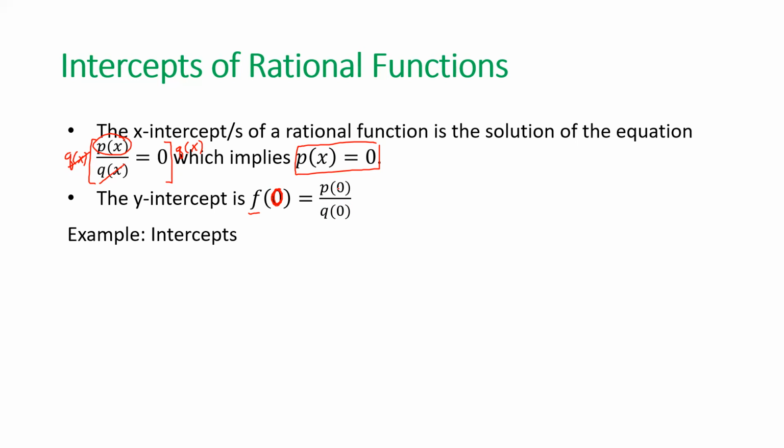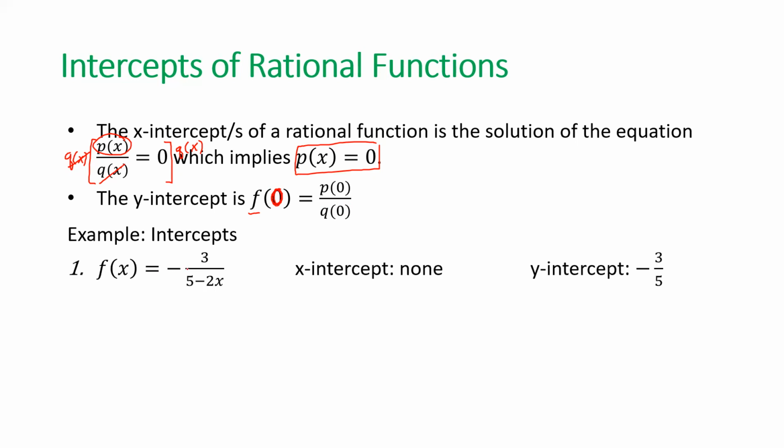For example, let's determine the intercepts of f of x equals negative 3 over 5 minus 2x. Since the numerator is a constant, the rational function doesn't have an x-intercept. But for the y-intercept, if we substitute 0 for x, we get negative 3 over 5 minus 2 times 0. 2 times 0 is 0, so we get negative 3 over 5 as the y-intercept. This means the point 0, negative 3 over 5 is the y-intercept of the given rational function.